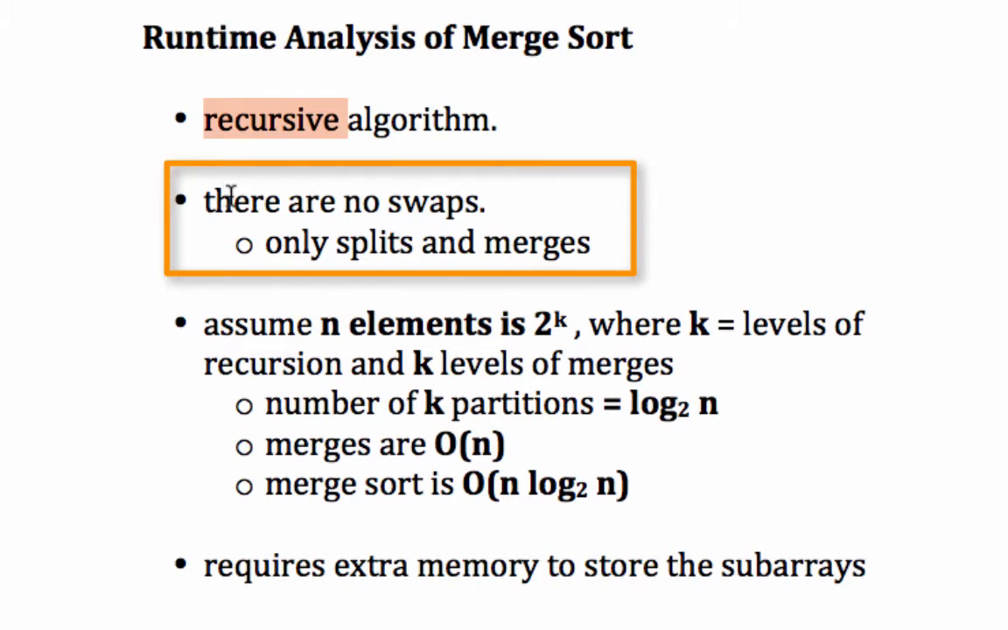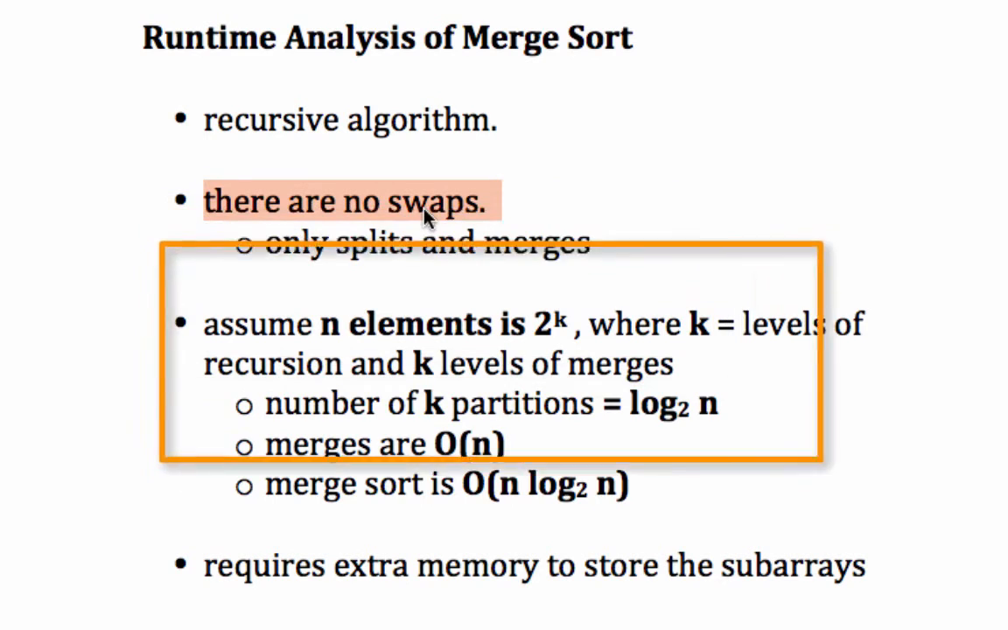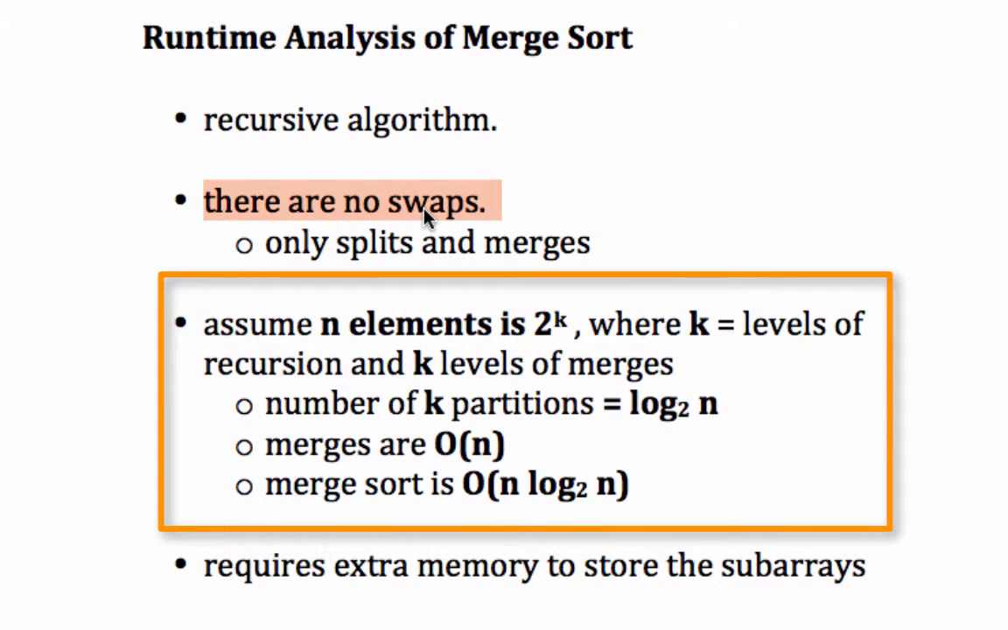As I just pointed out, there are no swaps at all. What we do is split arrays by half and then merge them using comparisons. But very important, there are no swaps, there are comparisons. So the algorithm analysis is as follows. Let me assume that we have n elements, and for convenience, let me assume that this number of elements is going to be a multiple of 2.